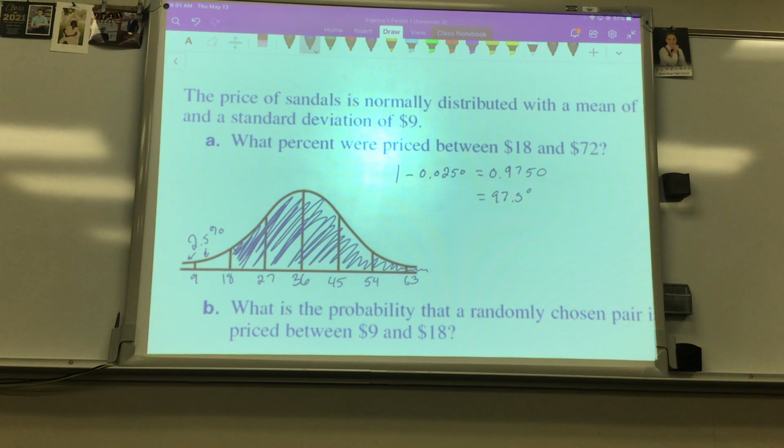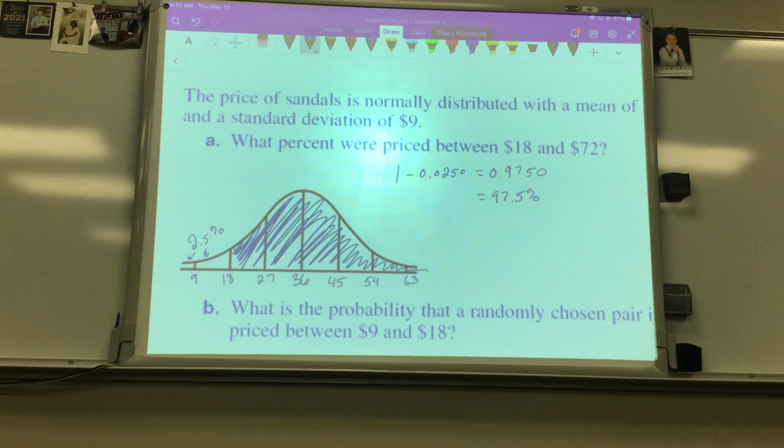Yep. Or add them all up. You got a calculator, right? Add them all up, or you can do 1 minus that, 100% minus 2.5%, or 1 minus that 0.025. Either way works. We're going to have to use that idea of 1 minus eventually, especially when we start dealing with z-scores.